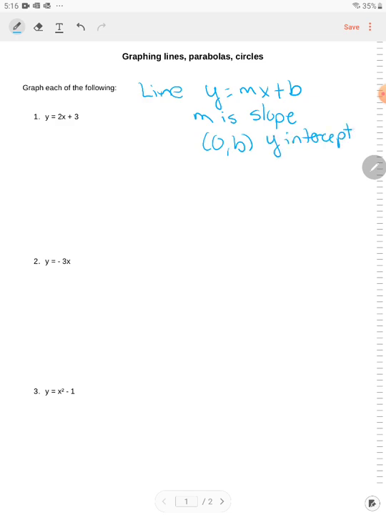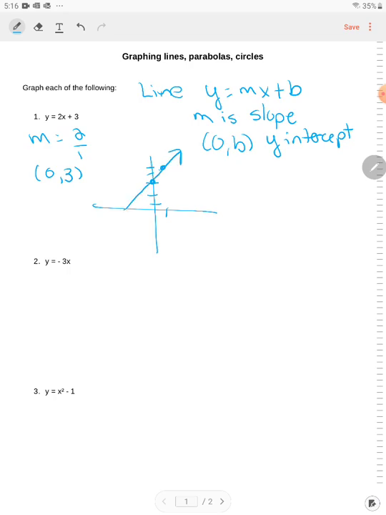So any equation that has just an understood one exponent on the y and the x is going to be a line. So m is equal to 2, which is 2 over 1. b is your y-intercept. So in this case, our y-intercept is (0, 3). So what we do is we graph (0, 3), and we're going to go up 2 and right 1.